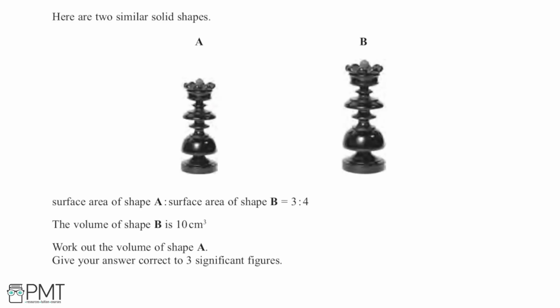So in this question, we have two similar solid shapes, and we're told that the ratio of the surface area of shape A to the surface area of shape B is 3:4. And we can see that shape B obviously does look larger than shape A, so that would make sense. And we're told that the volume of shape B is 10 centimetres cubed. We're asked to work out the volume of shape A, giving our answer correct to 3 significant figures.